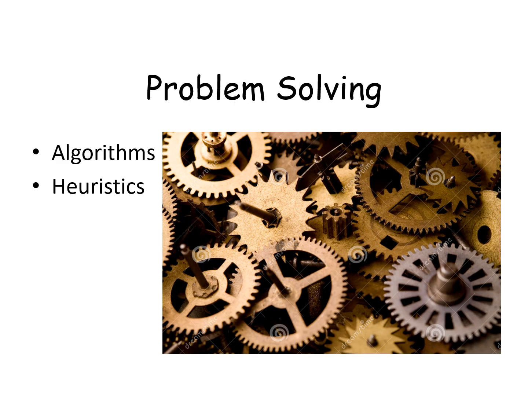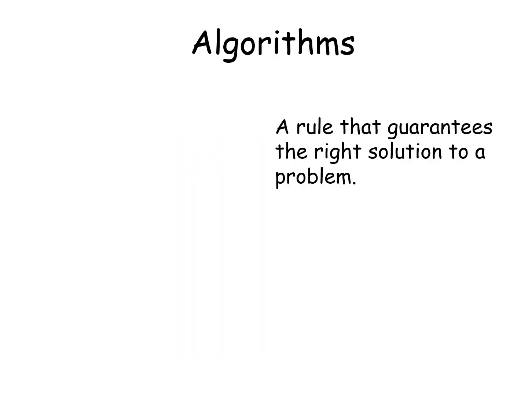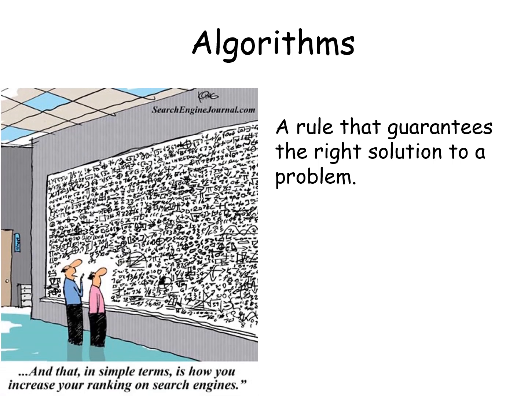So we've got two major ways in which we solve those problems. The first is what is known as an algorithm. Okay, an algorithm. So an algorithm, as it says, is a rule that guarantees the right solution to a problem.